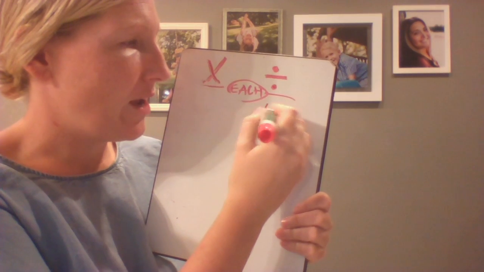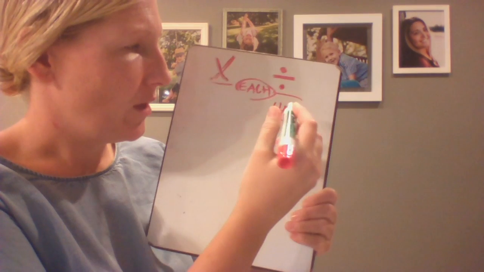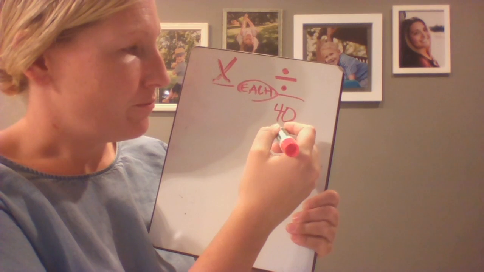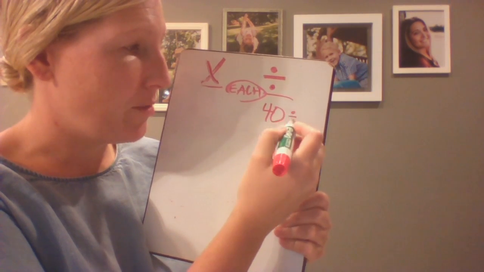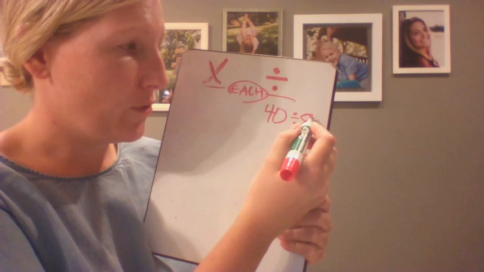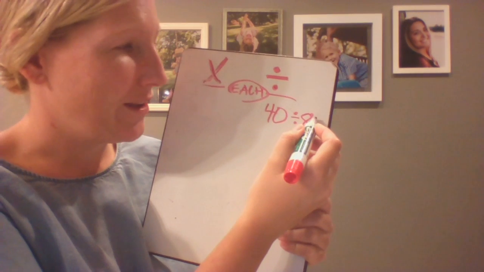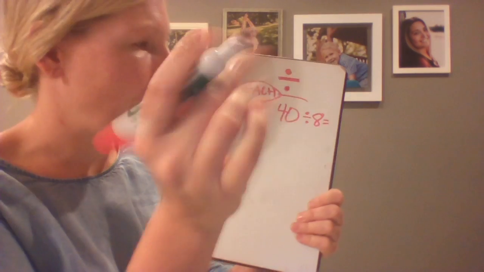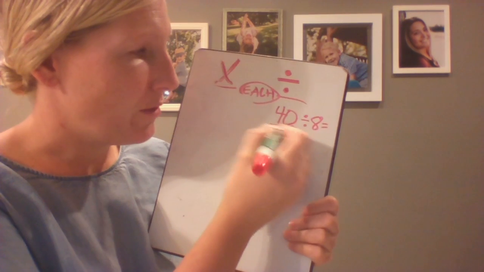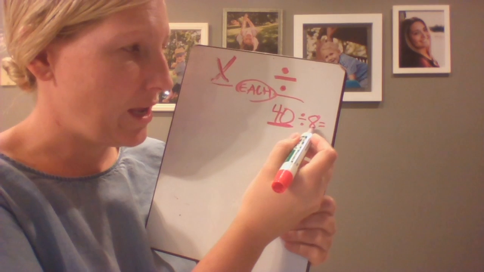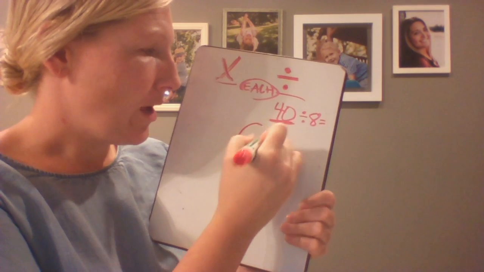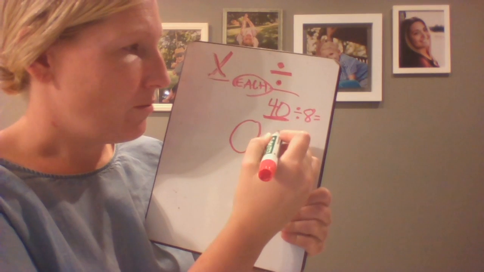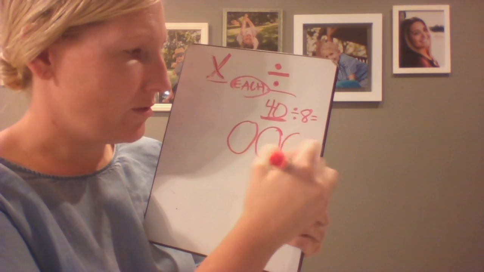So let's say I have 40 jelly beans, and I want to divide them up into 8 bags for special students coming up for some birthdays or whatever it may be. I'm starting with 40 and I'm going to divide it into 8, but I don't know how many that's going to make in each bag. So how you do that is you make 8 circles.